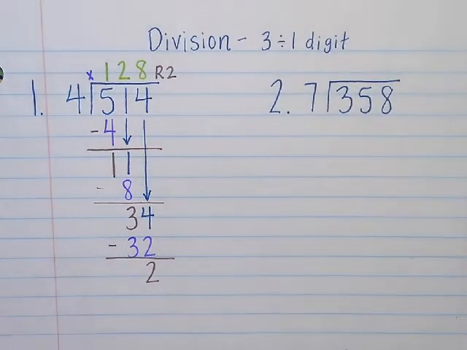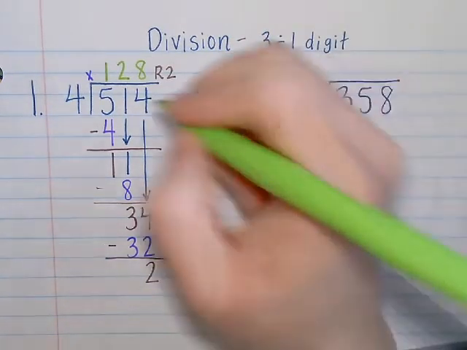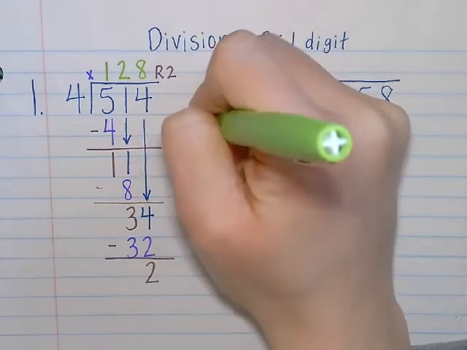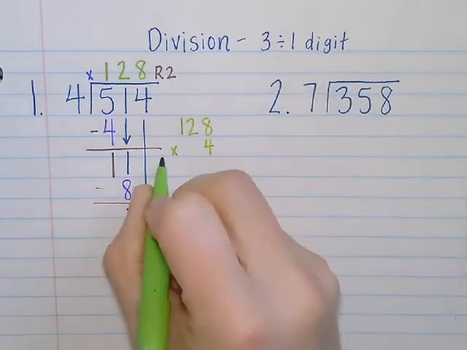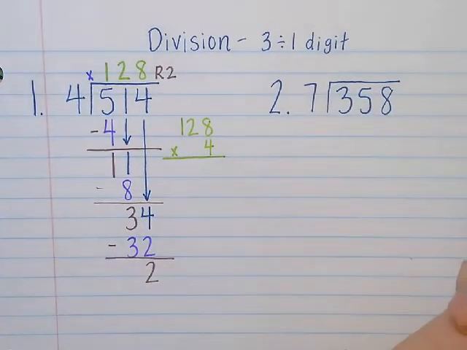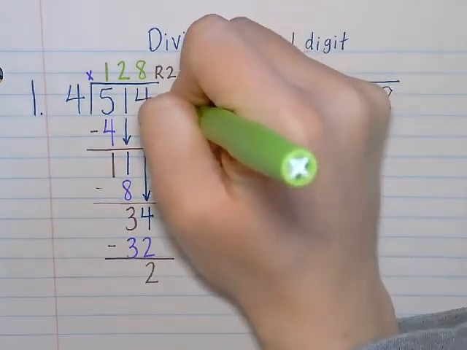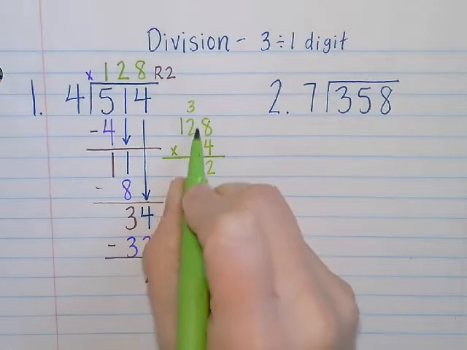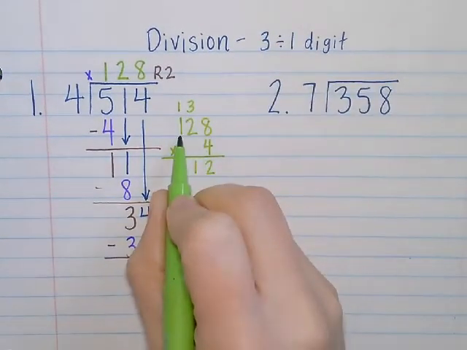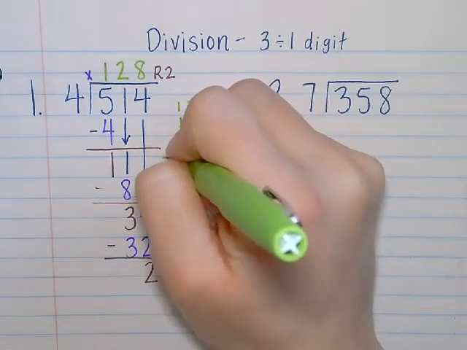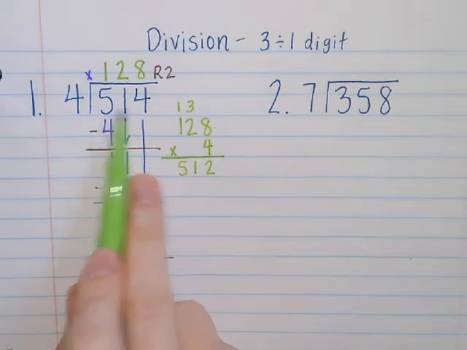Again, always super important to check your work, and I like to do that by using multiplication. So I'm going to multiply the answer that I got by 4. I always start in the ones place. 8 times 4 is 32. 4 times 2 is 8, plus 3 more is 11. 4 times 1 is 4, plus 1 more is 5. I got 512. My original answer was 514.